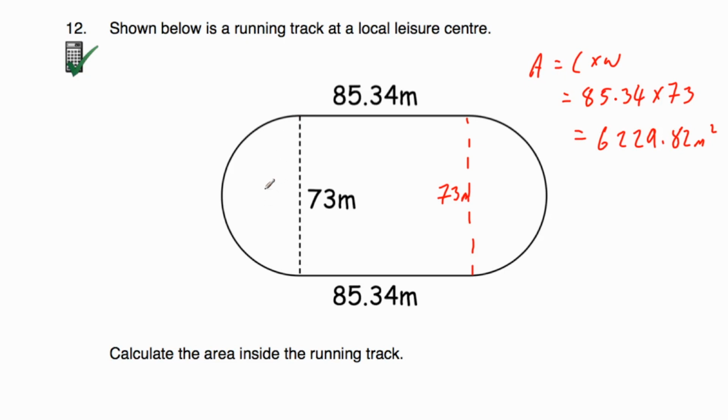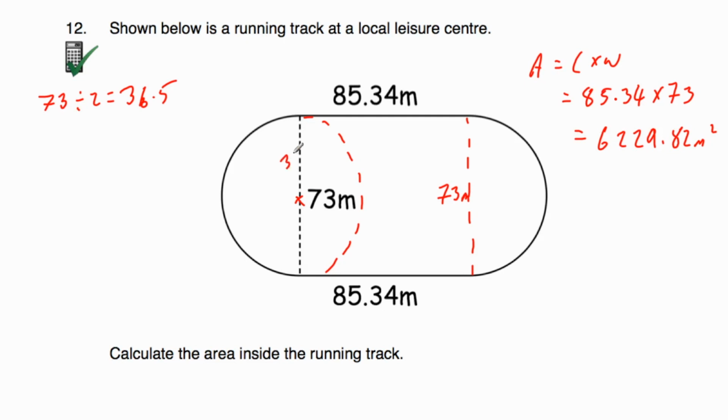Now let's find the area of the semicircle. So let's start off with the area of this semicircle. Now both semicircles are the same, so we can find the area of one, and then that will be enough information to find the area inside the whole running track. So we want to turn this semicircle into a whole circle, and we're going to find the area of the whole circle and then half it. We've got the whole circle, we need to find the radius, so the distance from the center to the edge. Well, the whole diameter is 73, so if we do 73 divided by 2, that gives us the radius of the semicircle. So 73 divided by 2 is equal to 36.5 meters.